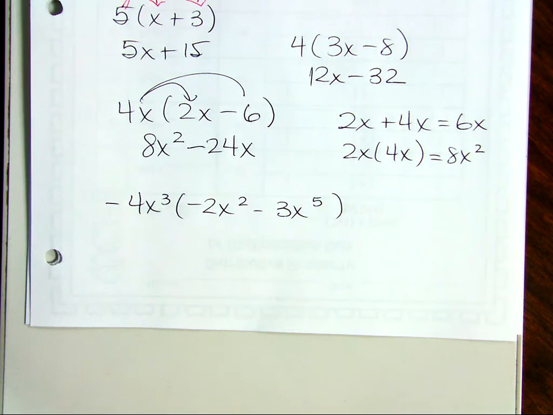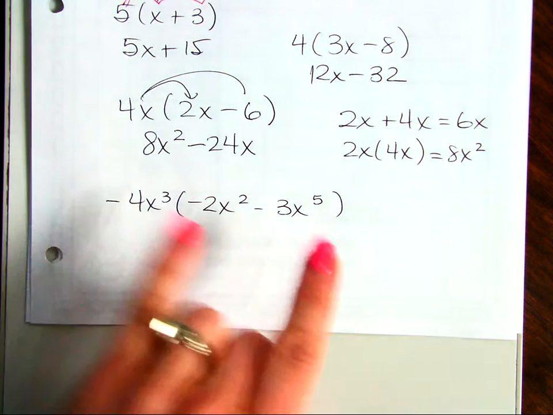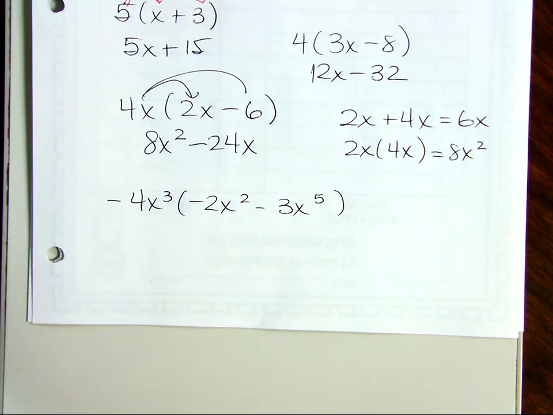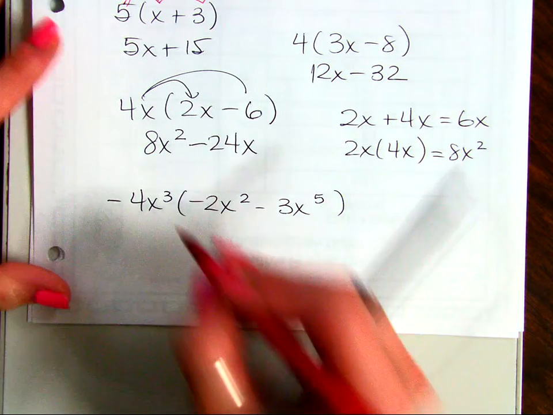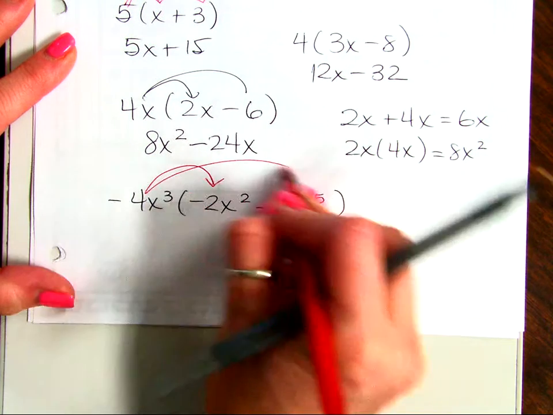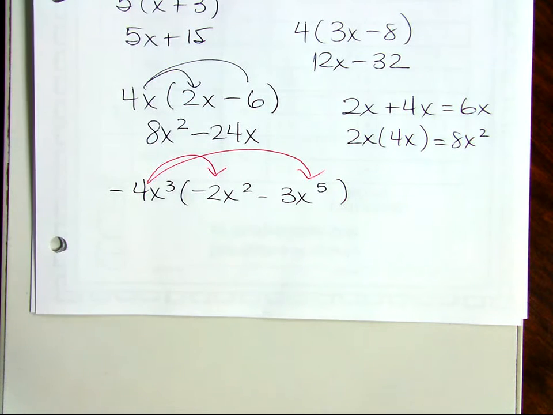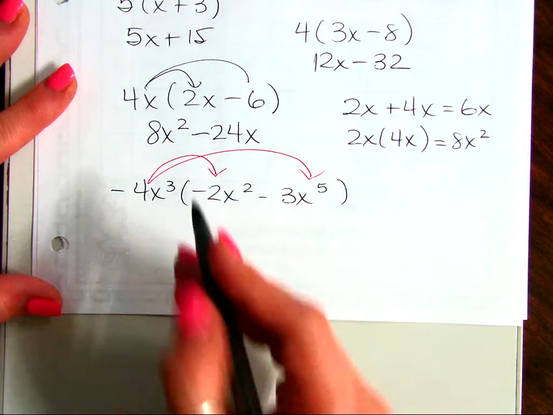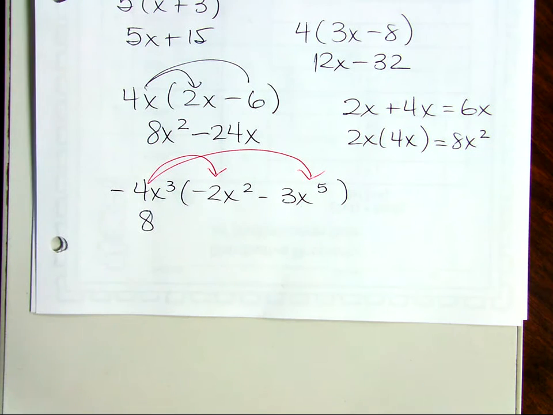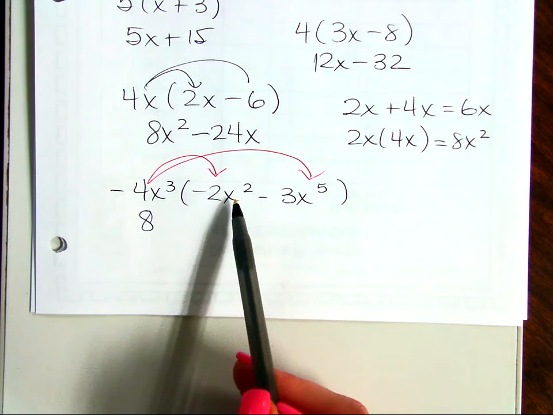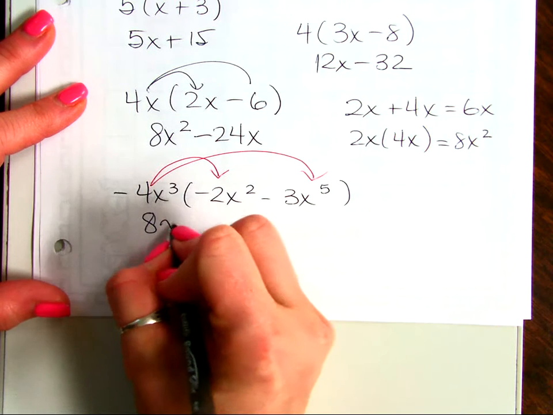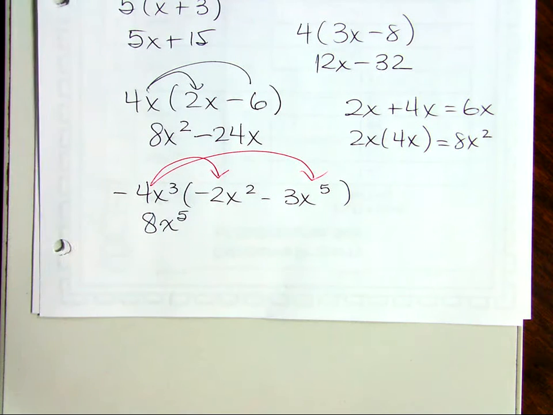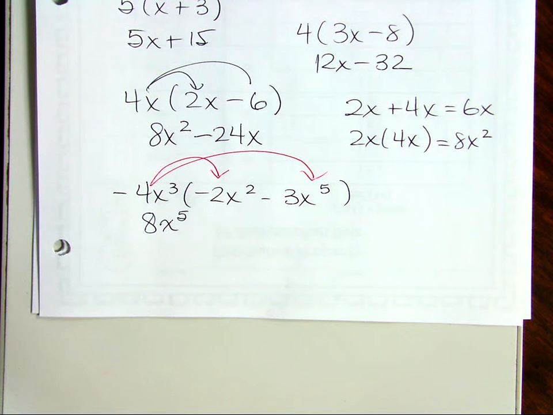So, monomial times binomial using the distributive property and what you know about when you multiply exponents, this times this times that. No work to show, just do it. Negative 4 times negative 2 is positive 8, right? 3 plus 2 is 5. Okay? And we're adding them because that's what you do when you multiply.